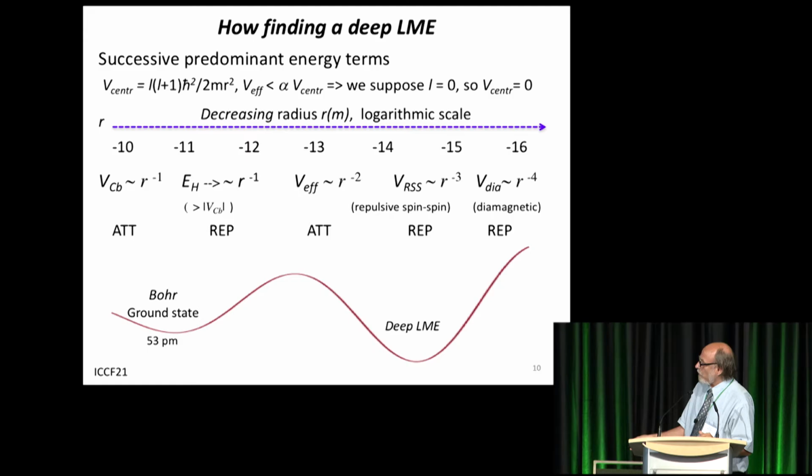Now, looking at more details of the equations and the potentials, we end up seeing that we have a potential here that in fact has two potential wells. This is the Bohr atom potential well. This is the deep orbit potential well. And there are resonances as a consequence in both areas.